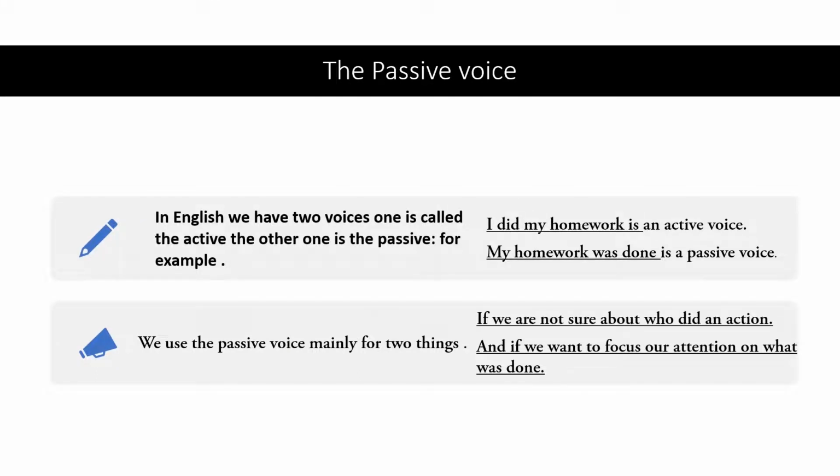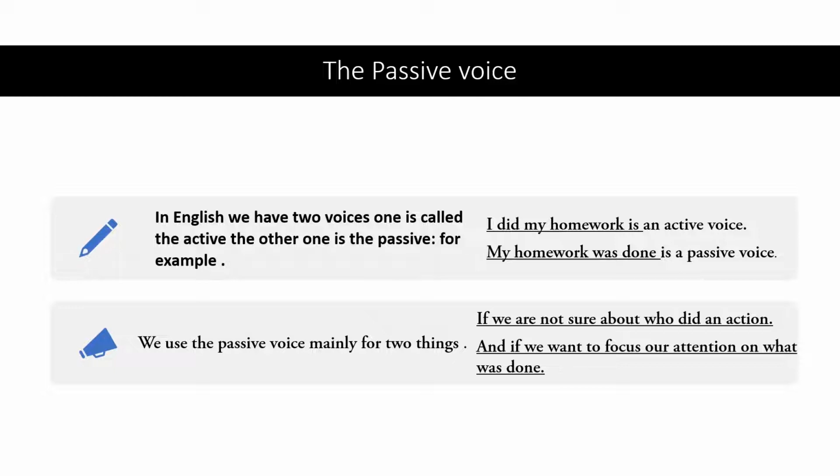So let's start first with the passive voice, what is it, etc. In English we have two voices. One is called the active and the other is the passive voice. Okay, so we have some examples. Look at "I did my homework." This is an active voice. "My homework was done." This is a passive voice.